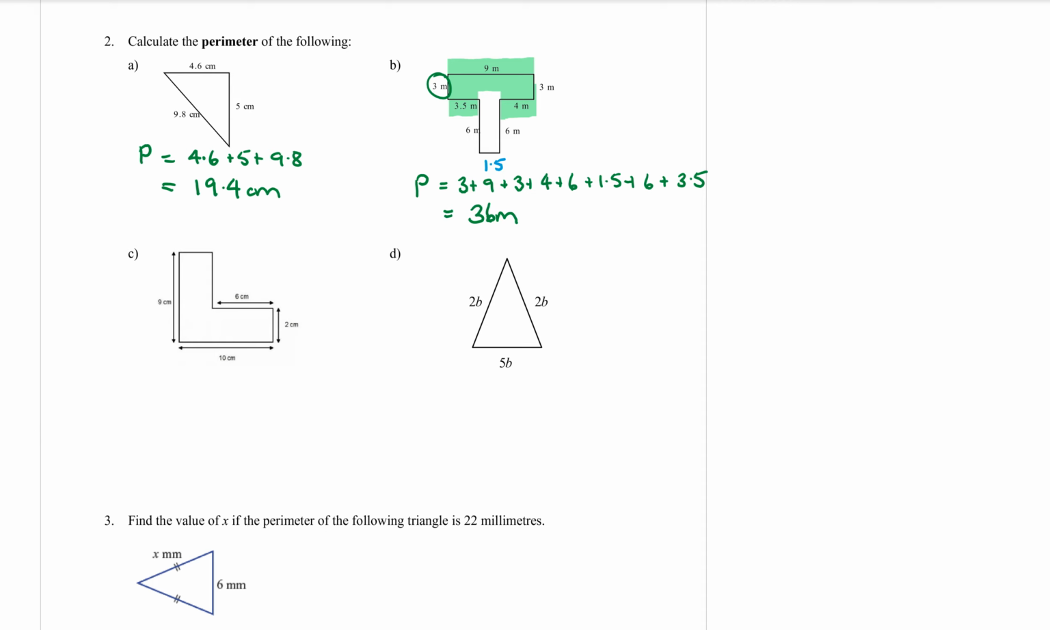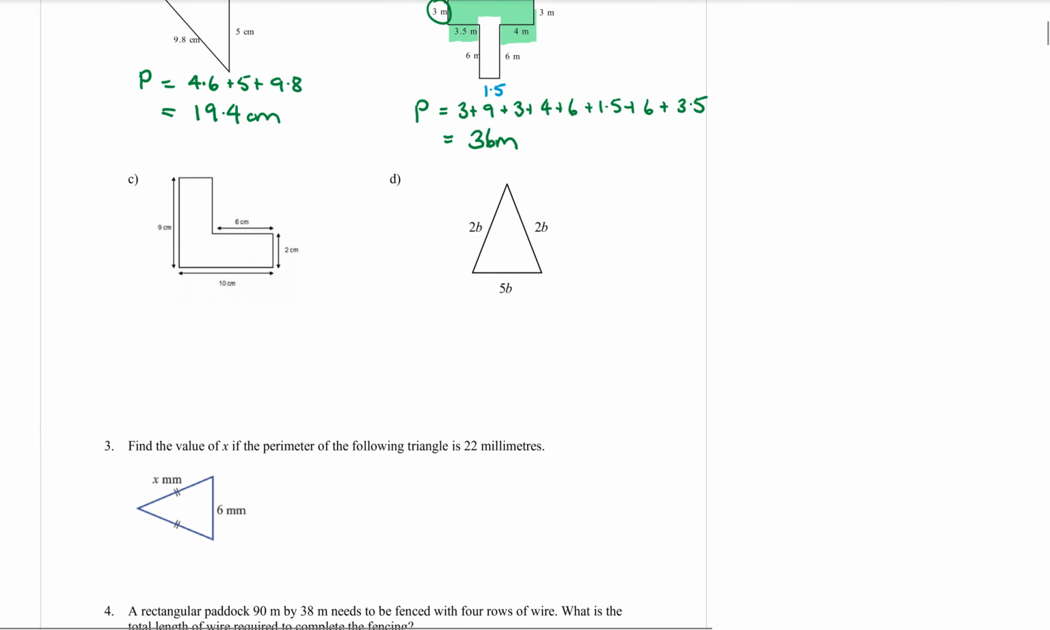Part C. Again, we're trying to find the perimeter, and we do have some missing sides here. So this side here is missing. To find it, I would need to use the 10, and I would subtract off the 6. 10 take away 6 means that that one there would need to be 4 centimeters. I'm also missing this side here, and that would be 9 take away the 2. 9 take away 2 means 7 centimeters for that vertical one. And just double checking, yes, we have all of the rest of them.